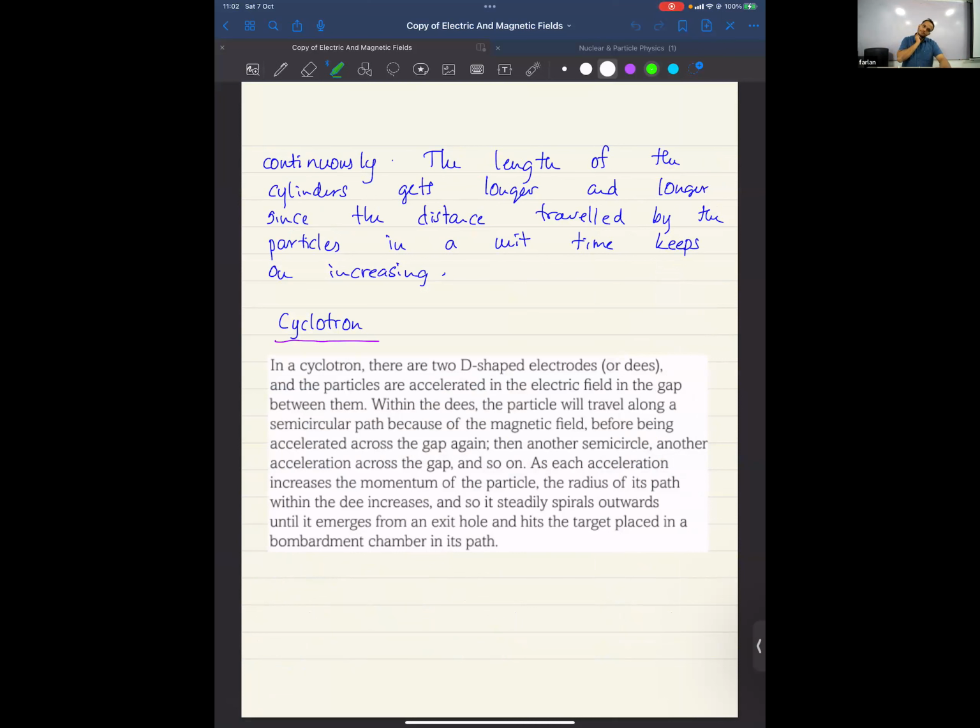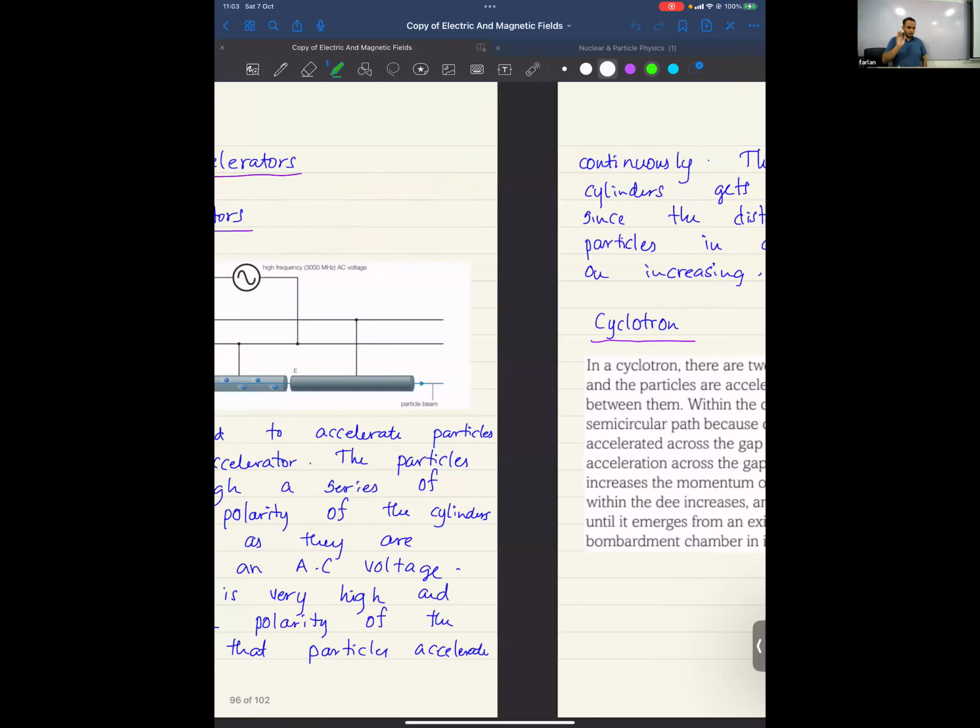The length of the cylinders gets longer and longer, since the distance traveled by the particles in a unit time keeps on increasing. Okay, right, guys, just read what you have written. I will explain it.